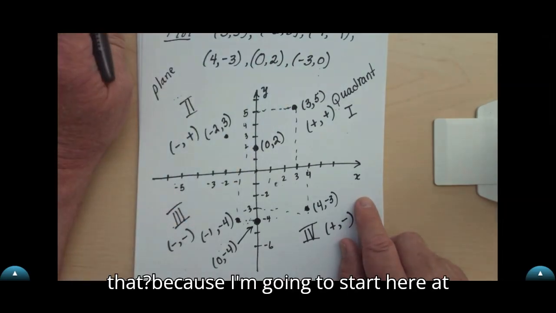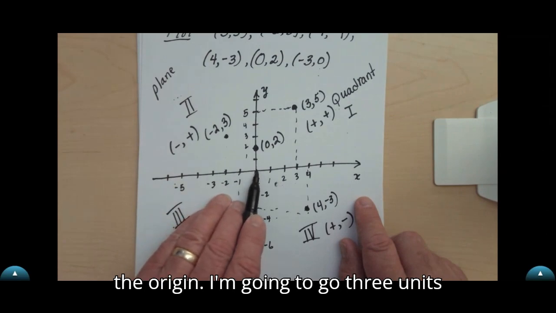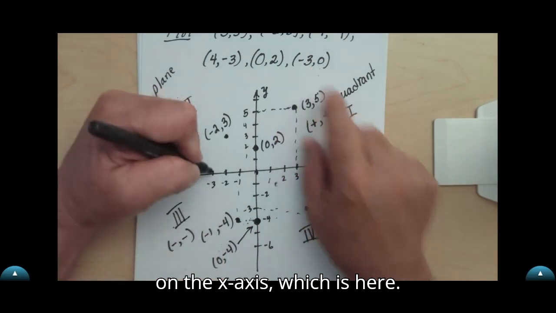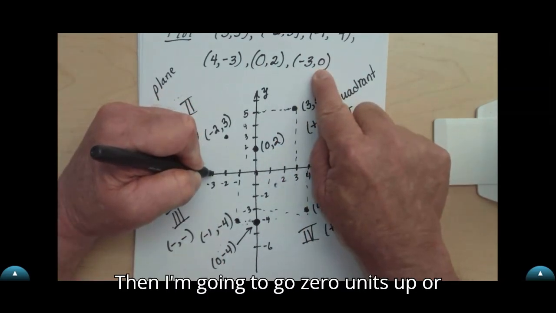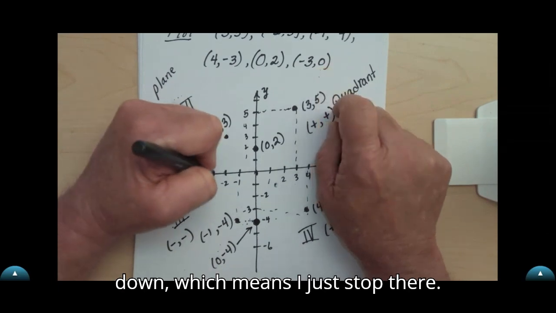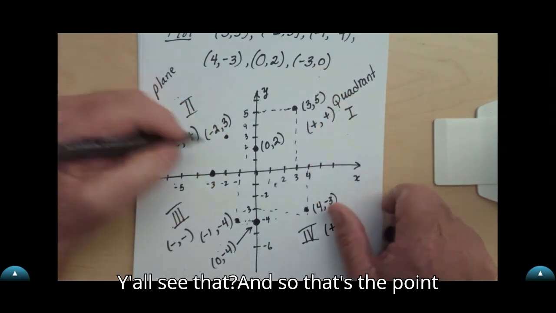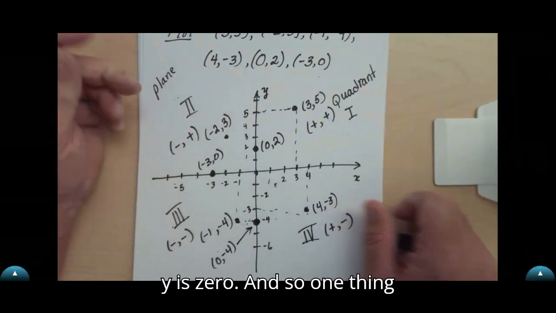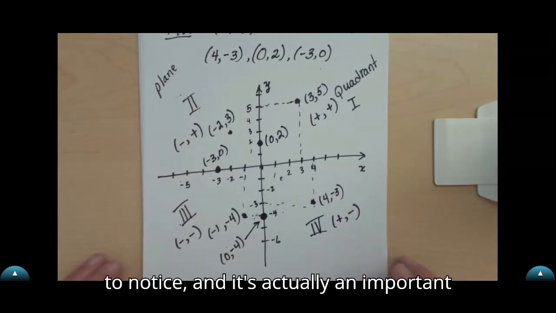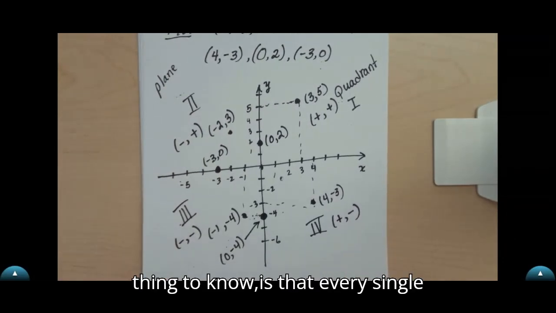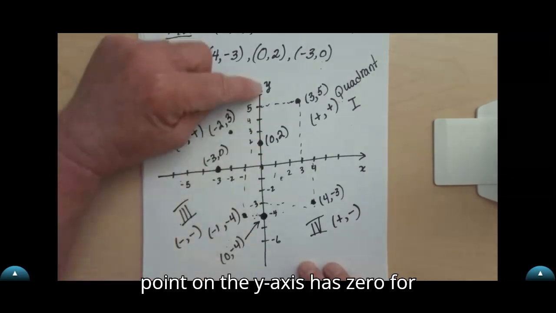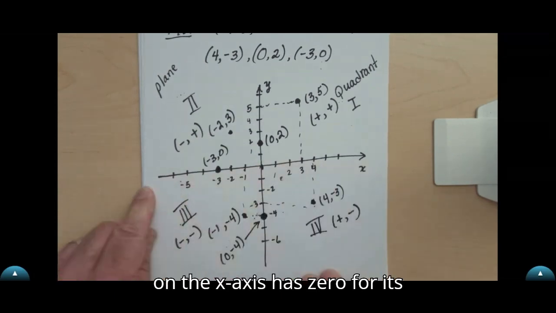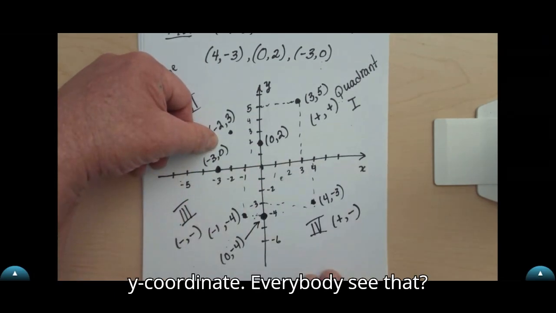Do y'all see that? Because I'm going to start here at the origin. I'm going to go 3 units to the left till I get to -3 on the x-axis, which is here. Then I'm going to go 0 units up or down, which means I just stop there. Y'all see that? And so that's the point where x is -3 and y is 0. And so one thing to notice, and it's actually an important thing to know, is that every single point on the y-axis has 0 for its x-coordinate, and every single point on the x-axis has 0 for its y-coordinate.